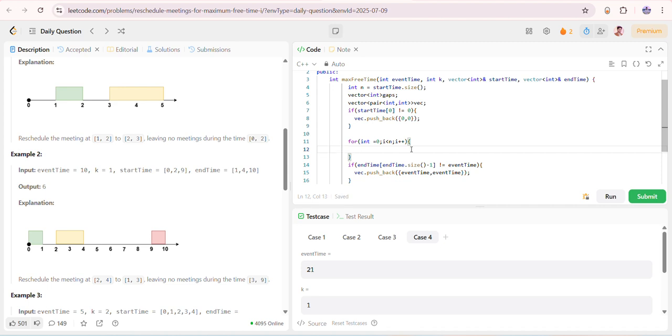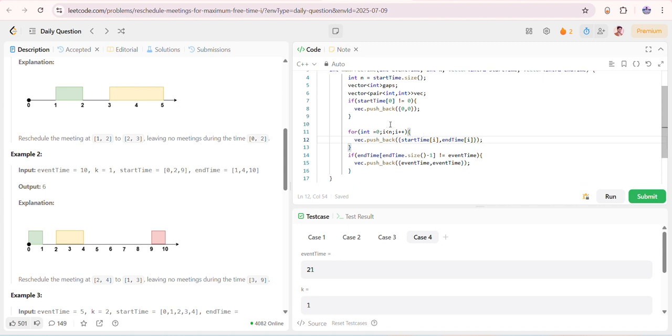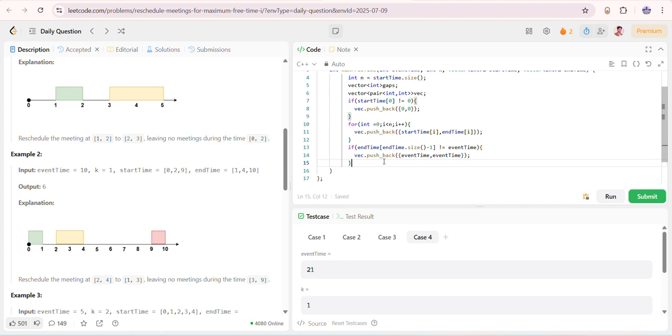Now what we have to do, actually see, back dot push back start time comma end time. Okay, now we have done all this. Now we have all the meeting times.